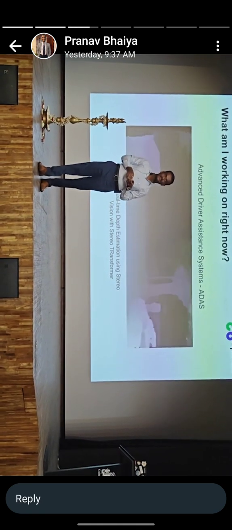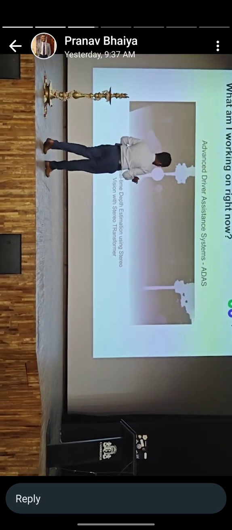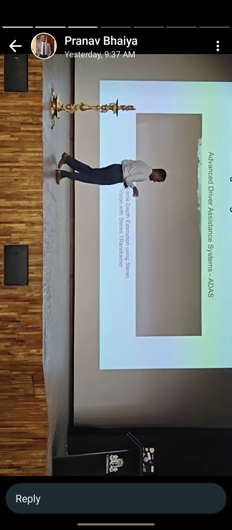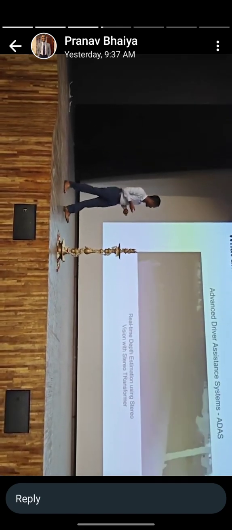What do you observe? There's a shift, right? There's a parallax shift. And it turns out that using that, you can perceive depth, and that is exactly what I implemented here as well.